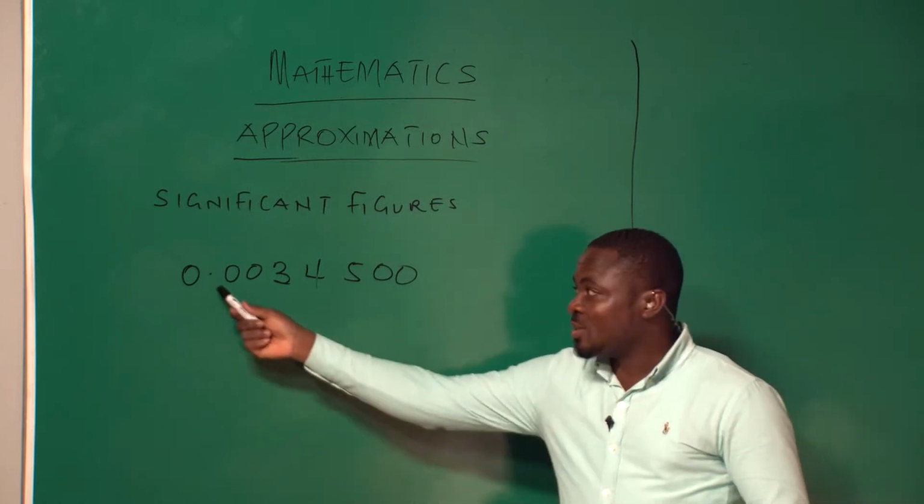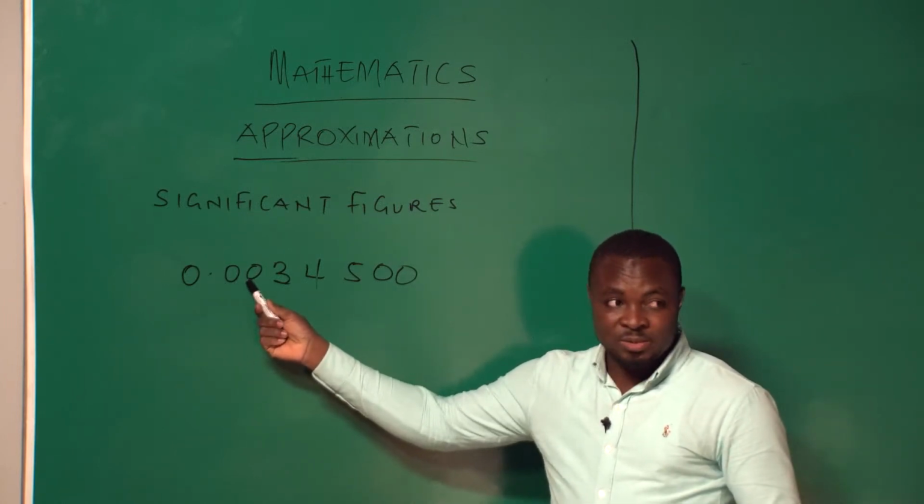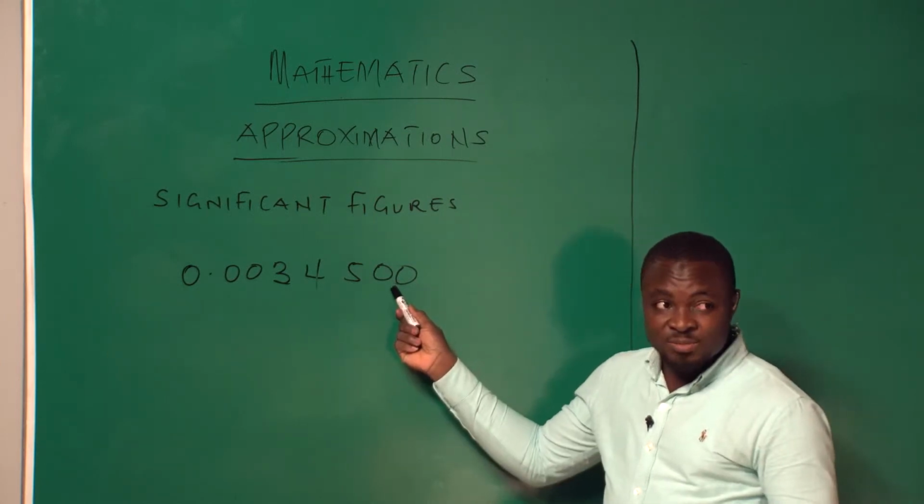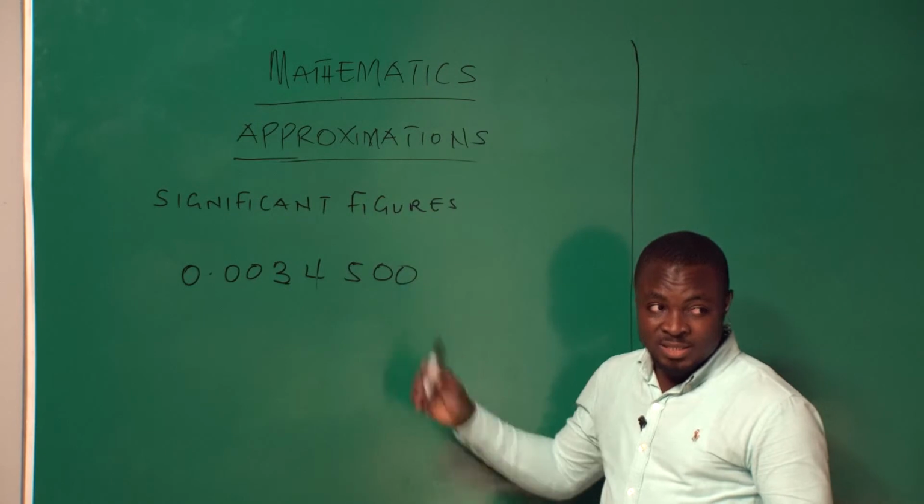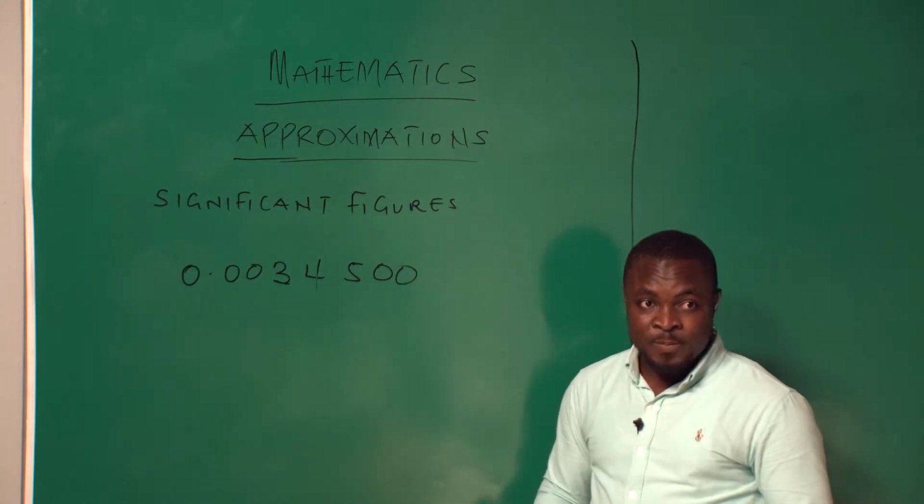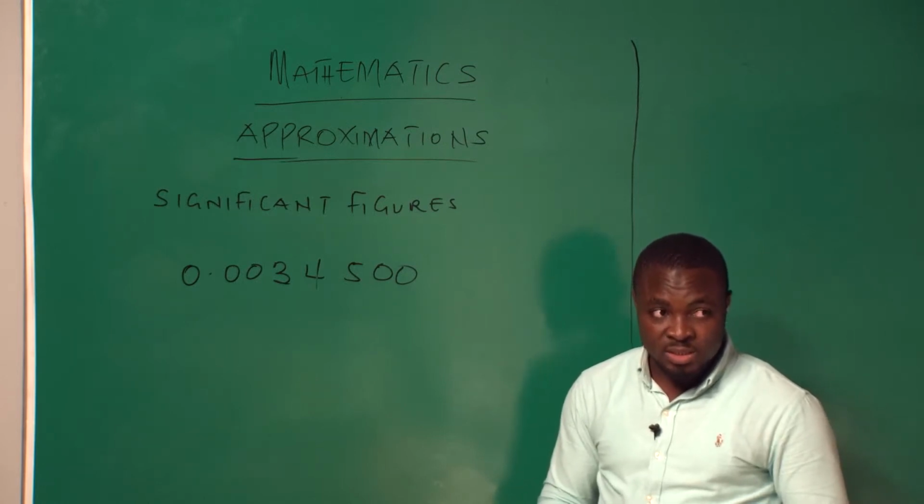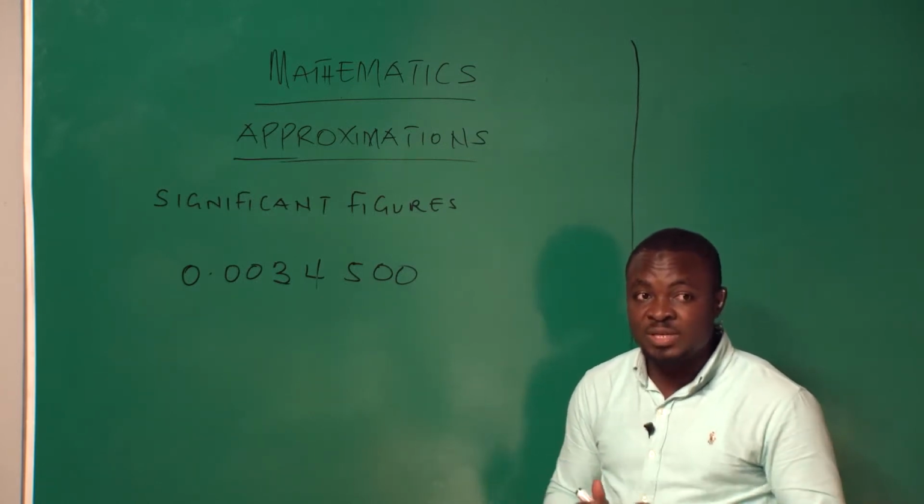Then the second rule is that trailing zeros after the decimal point are significant. So after the decimal point, you are having 0, 0. These two zeros are significant. These also come after the decimal point. They are also significant. I hope that is clear. And now the final rule is zeros between two significant numbers.